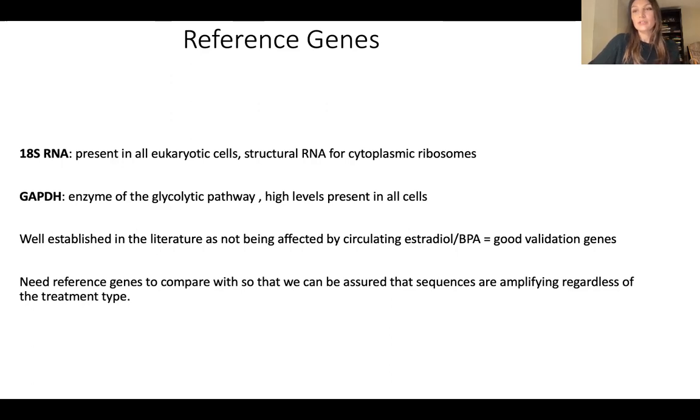So these reference genes are used because we're not expecting anything to happen as a result of exposure to BPA or the dose that you're using. So we want to make sure that our sequences in our qPCR are amplifying regardless of the treatment type. And the other reference gene that I used was GAPDH. So this is an enzyme of the glycolytic pathway. It has high levels that are present in all cells.